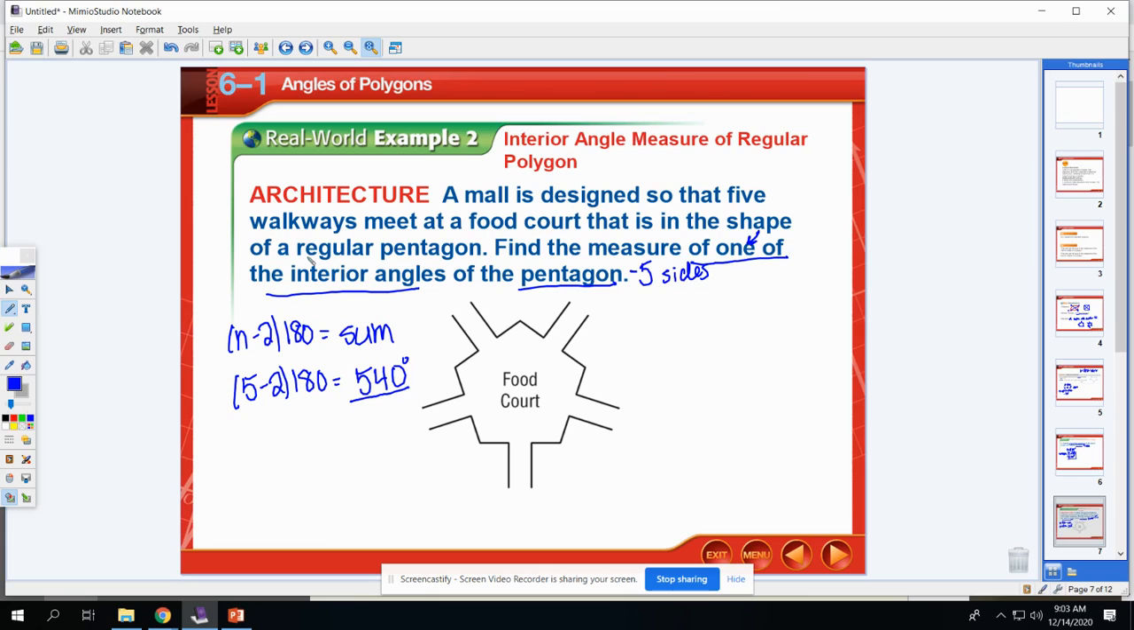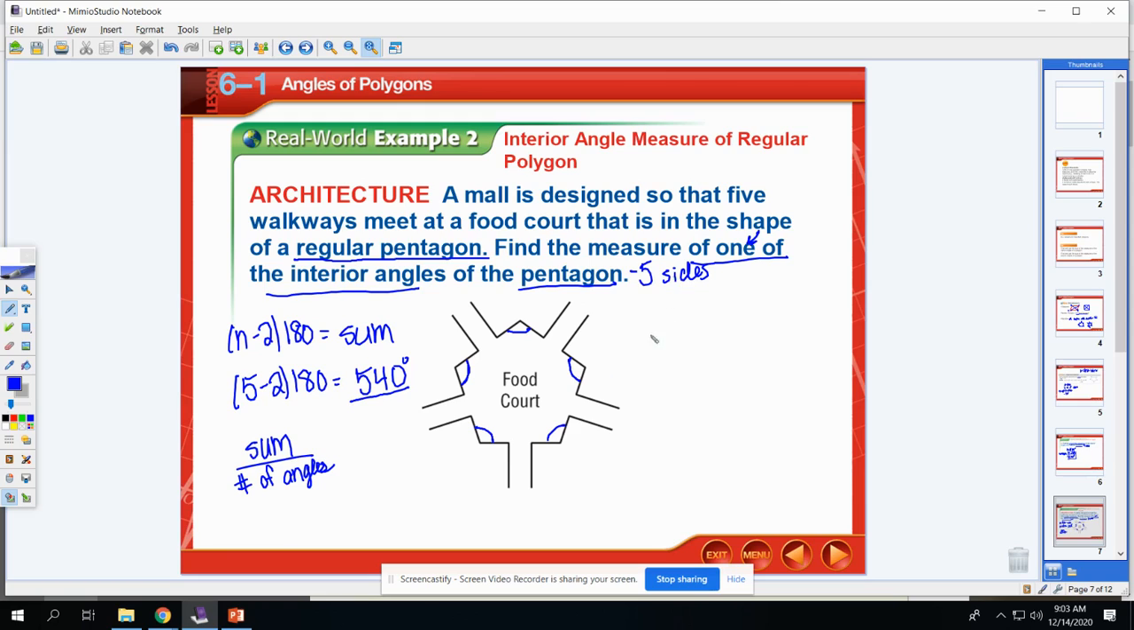Well, if we know here that this is a regular pentagon, we know that all of the angles in this pentagon are the same, because this is a regular pentagon. That's what that regular means. So if we know all 5 angles are the same and they all add up to 540, then what do we need to do between 540 and the number of angles that we have? Hopefully you said we need to take the whole thing and divide it by the number of angles. So we're going to take the sum and divide that by the number of angles.